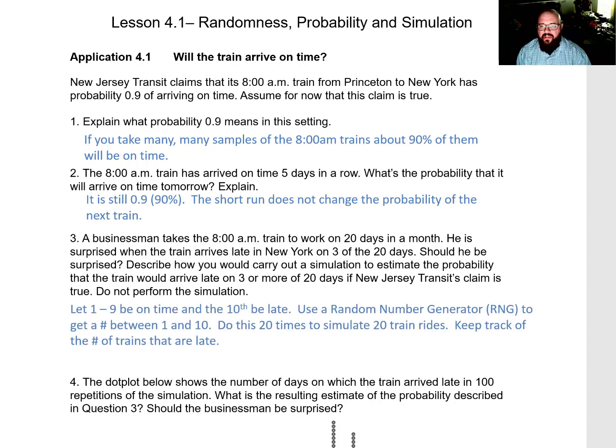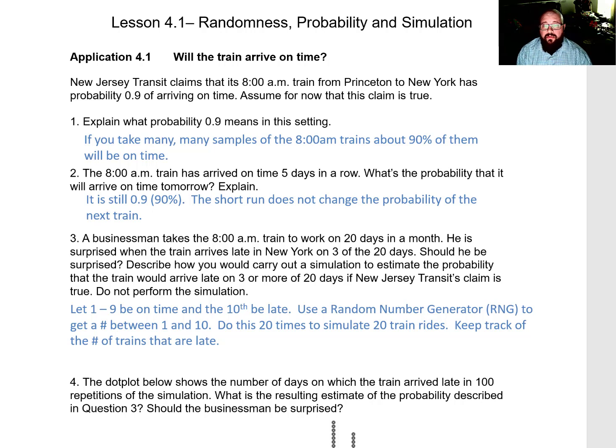So to carry out a simulation, let's just take 10 numbers here. We'll label 10 trains, and 1 through 9 we'll say to be on time, and the 10th will be late. That's what we're going to set up before we go into our random number generator. So we've got the numbers 1 through 10, and if that number lands on 1 through 9, then the train's on time. If it comes up as a 10, then that's going to be the late train.